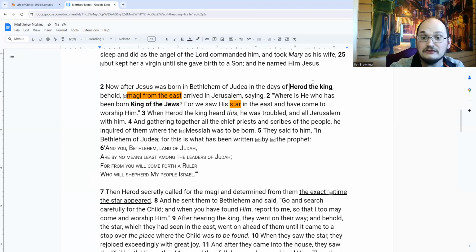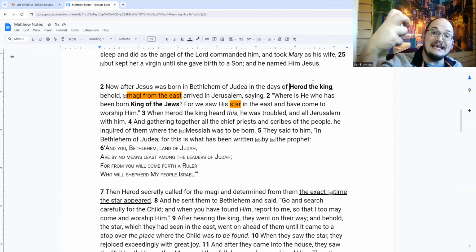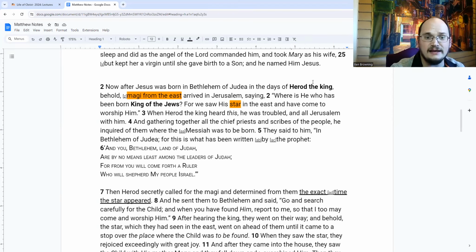Because might makes right. Basically, Herod's family has been put in this position of leadership because they had the ability to make things happen politically on the ground, so the Romans made them the kings. So now you have this very paranoid king. He's very paranoid that somebody's going to come around and try to take his position. And now these magi from the east arrive.